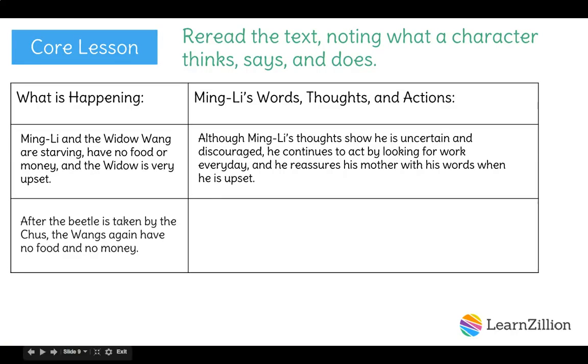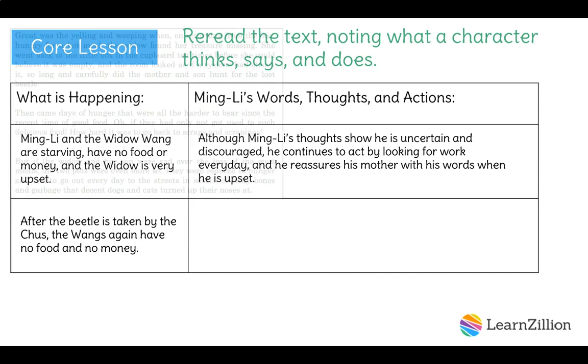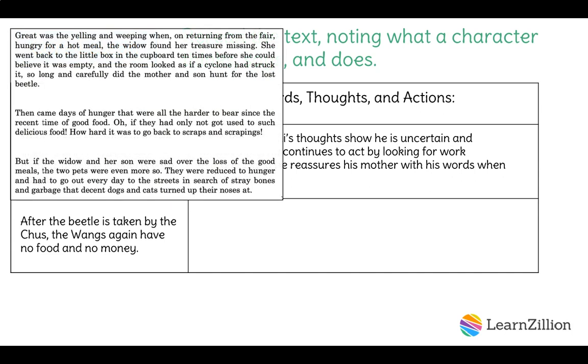So next we need to look at what happens after the beetle is taken by the Chews, when the Wangs again have no food and no money. Going back in the text, we see, "Great was the yelling and weeping when, on returning from the fair, hungry for a hot meal, the widow found her treasure missing. She went back to the little box in the cupboard ten times before she could believe it was empty, and the room looked as if a cyclone had struck it, so long and carefully did mother and son hunt for the lost beetle."